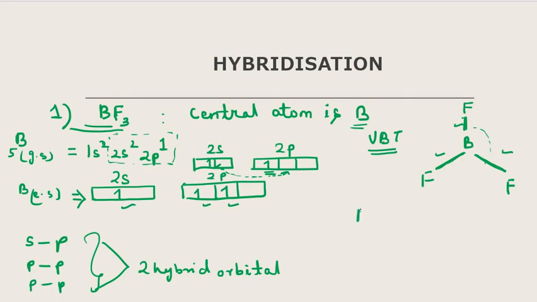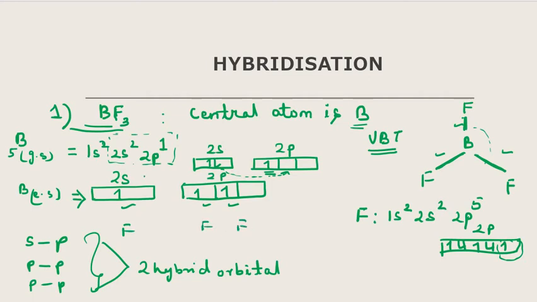Now in this case, the surrounding atom is fluorine. In the case of fluorine, what is the configuration? The configuration is 1s2, 2s2, 2p5. In the case of 2p5, we can write it as 1, 2, 3, 4 and 5. So here in 2p5, one half-filled orbital is there. Thus, one half-filled orbital of fluorine can overlap with that of boron, forming 3 bonds. But here you can see that the fluorine half-filled orbital is in which subshell? It is in the p subshell.